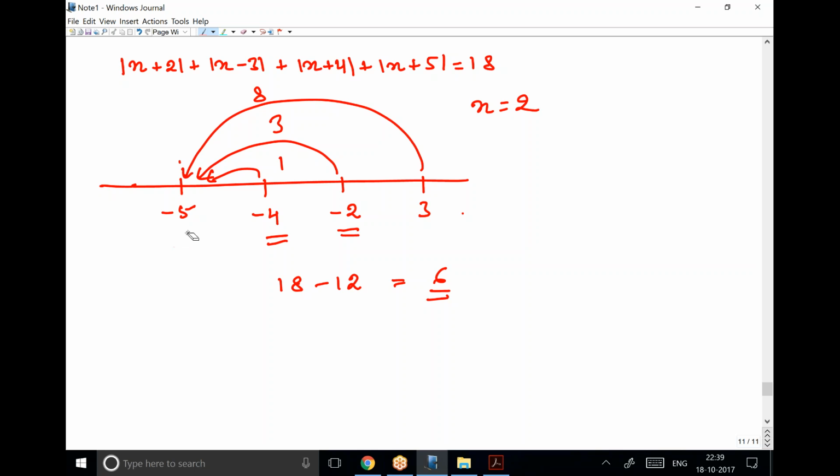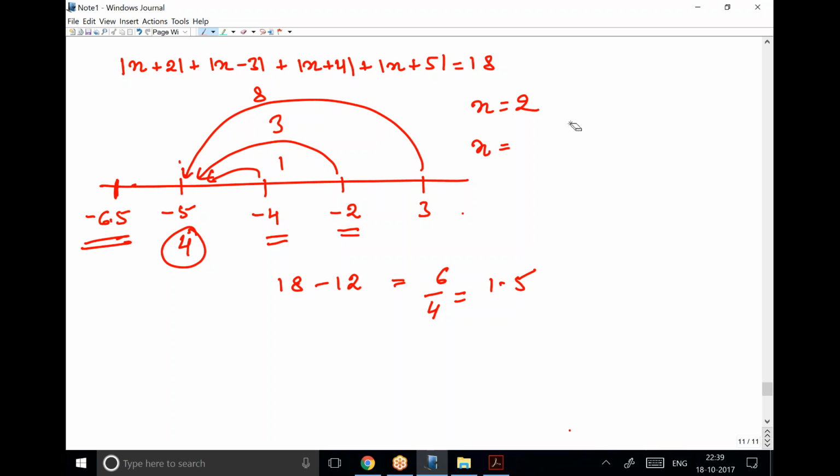So how many people are standing at point minus 5? 4 people are standing here, and we want 6 units of distance to be covered by them. So if we do 6 by 4, because every time they will move 4, 6 by 4 comes out to be 1.5. That means it is 1.5 to the left-hand side, which comes out to be minus 6.5. So at minus 6.5 they will again get 18.